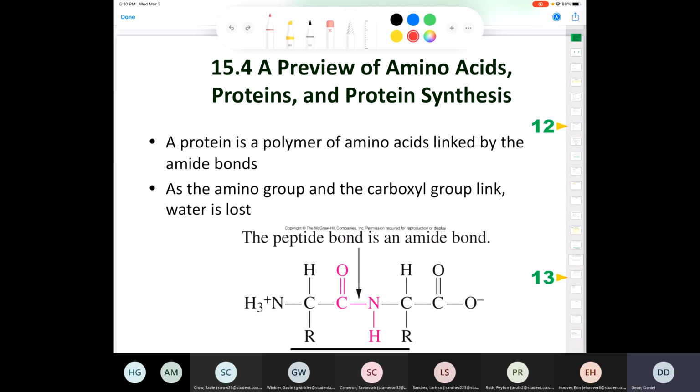All right, section 15.4 is really a preview of chapter 18, because in chapter 18 we deal with proteins and amino acids. So this is chapter 18. That's what this is a preview of: amino acids, proteins, and protein synthesis.